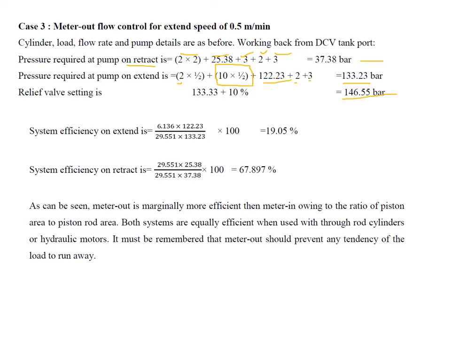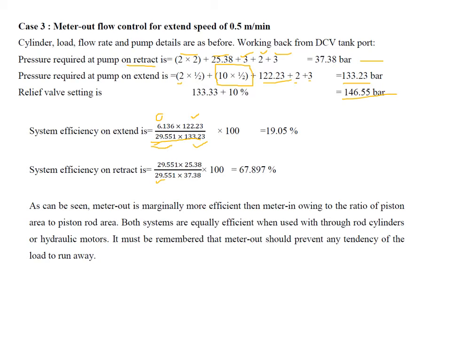So let us calculate the system efficiency. To calculate the system efficiency, first we need to find Q, that is discharge multiplied by the pressure during extension, divided by the input power, that is discharge multiplied by the pressure on the extension side. So 133.23 is the extension pressure multiplied by the discharge given by the pump.